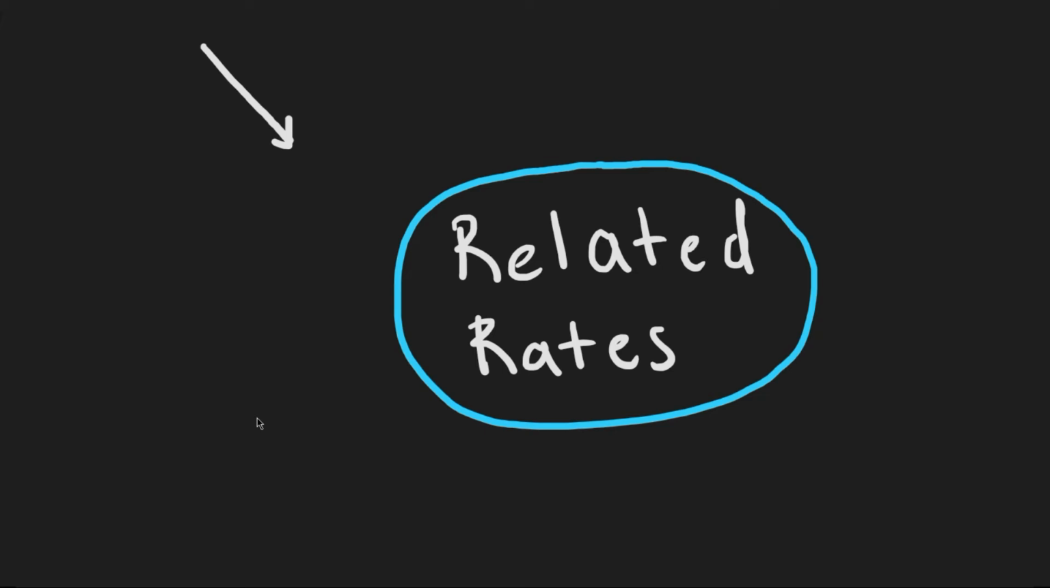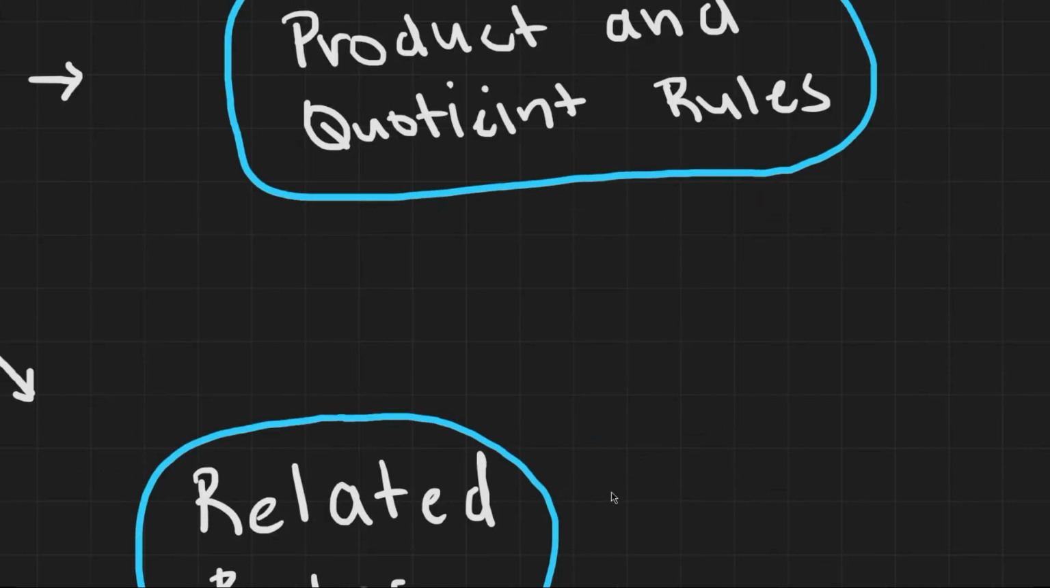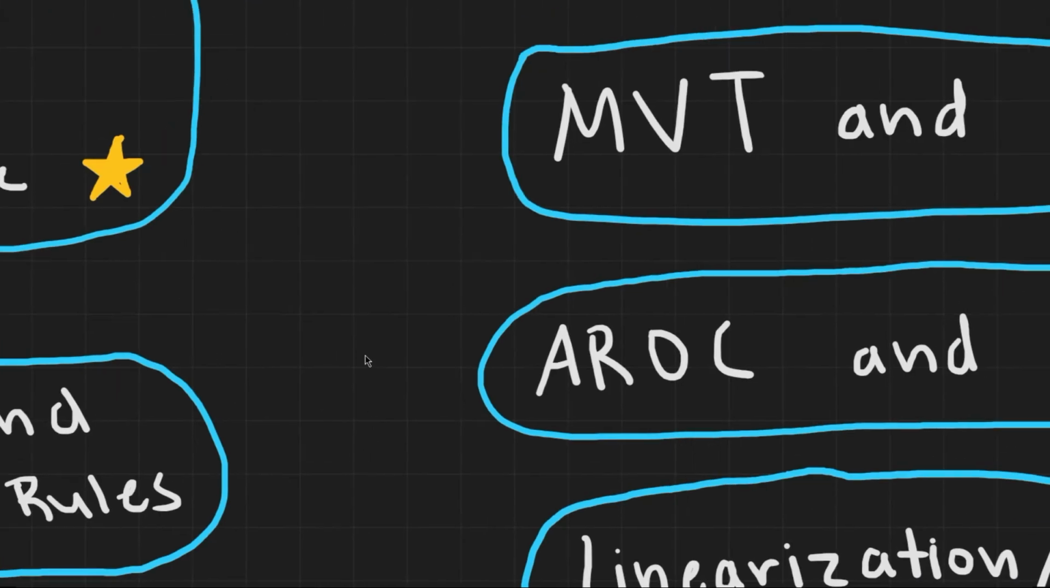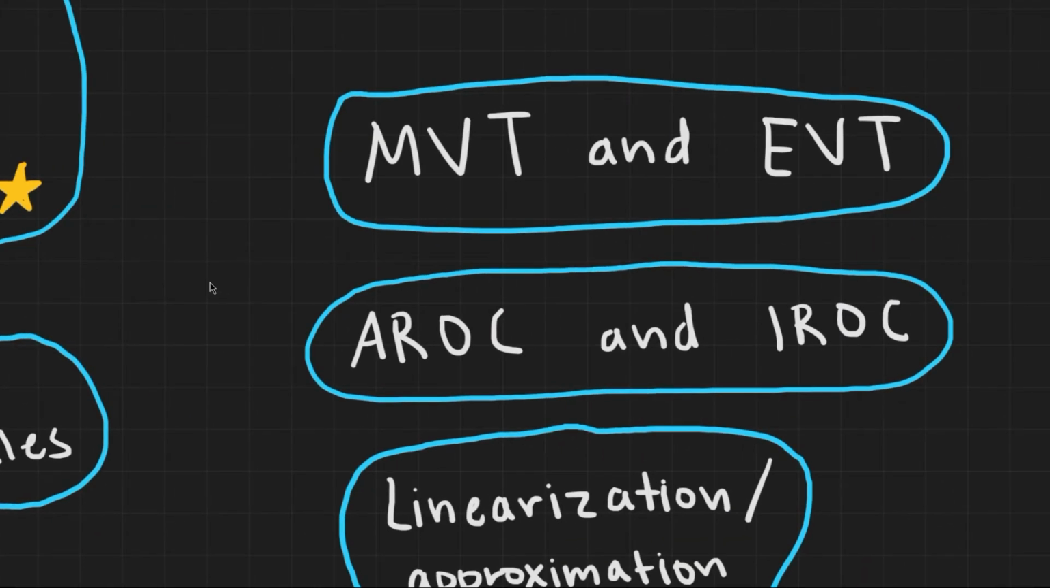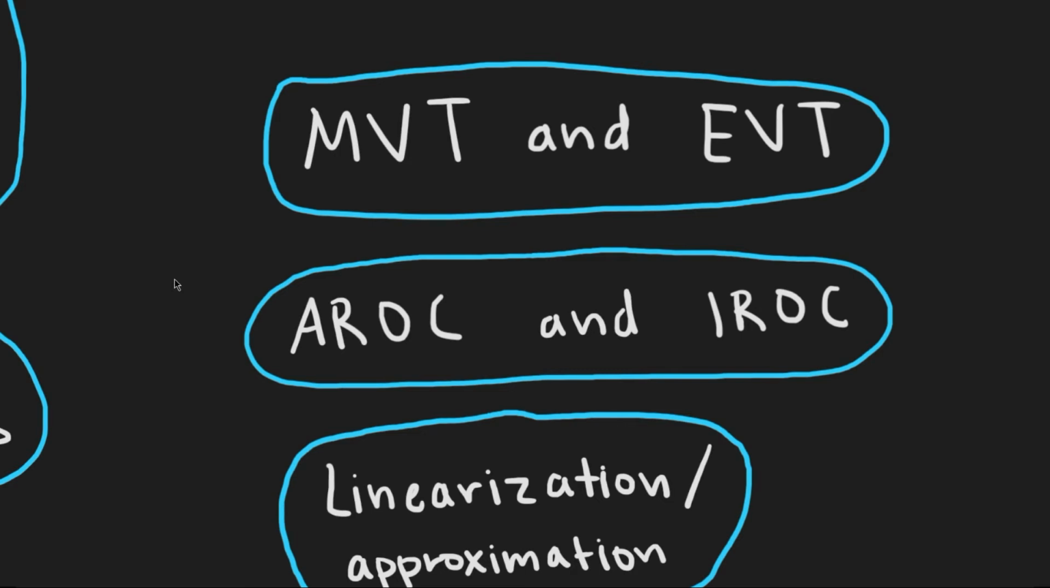So this is the most difficult, but if you have practice, then you should not worry. Then over here, I put off to the side some other extra concepts that you might be learning, and these are MVT and EVT, AROC and IROC. So mean value theorem and extreme value theorem. That's just a short extra thing that you'll have to cover, but it's not too difficult, but it will definitely pop up on the AP test.